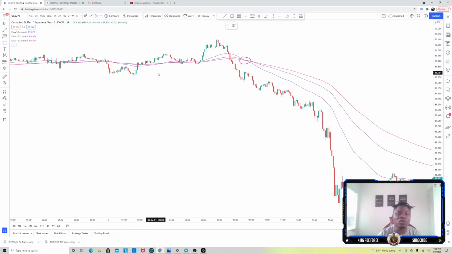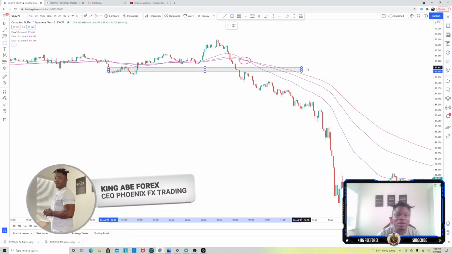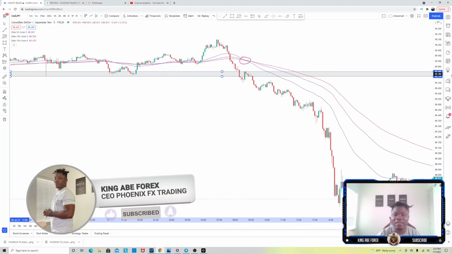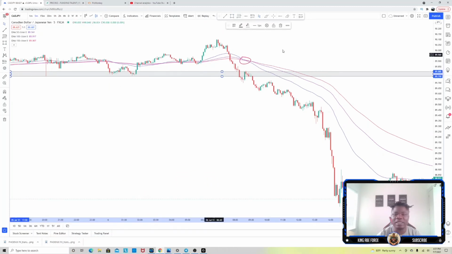Now we also see, what else do we see here? We can see that right over here we have a support zone on the left hand side.